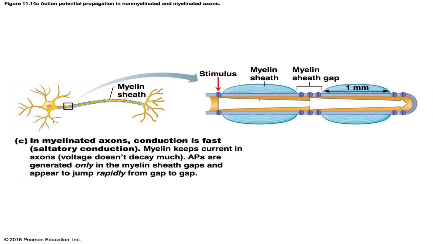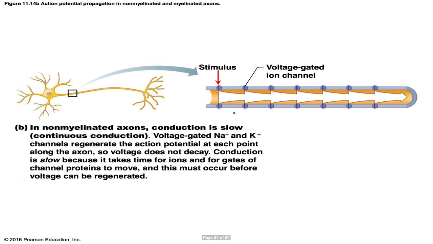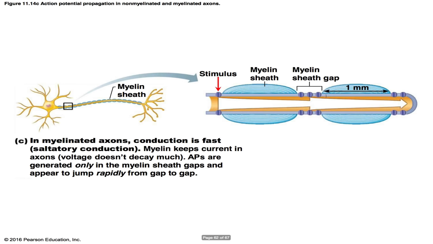So what does this mean? Well, when we get a current, the current is going to move from here to here. So it kind of jumps, right? Because along the way, remember in the image of continuous conduction, the voltage had to go from one voltage-gated channel to another, and then from here to there, and from here to there. So along this entire way, we had many of these voltage-gated channels. Over here, this is not the case.